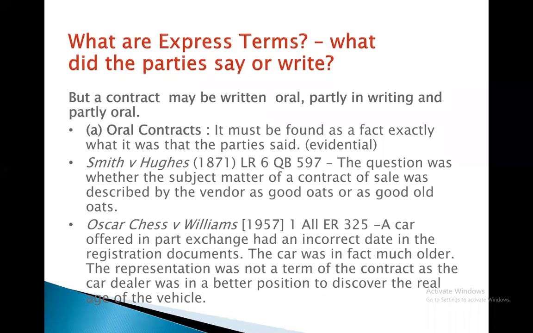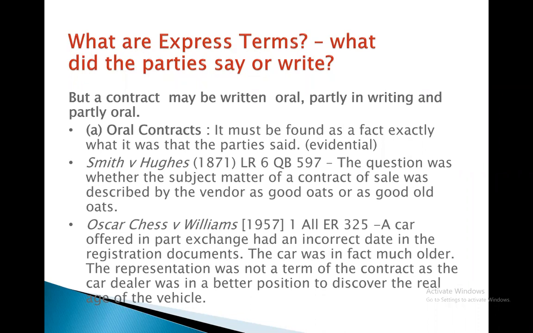Implied terms, on the other hand, refer to those terms which have not necessarily been negotiated and agreed upon by the parties. Nevertheless, for some reasons permitted by the law, they are considered as forming part of the contract. They are considered as content of the contract. So they are implied, and as I said, for reasons permitted by law.